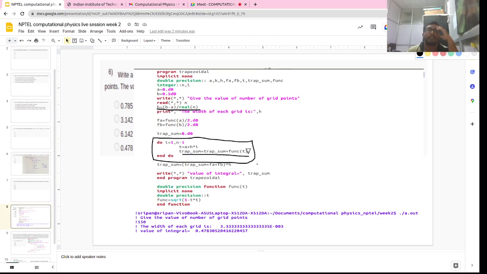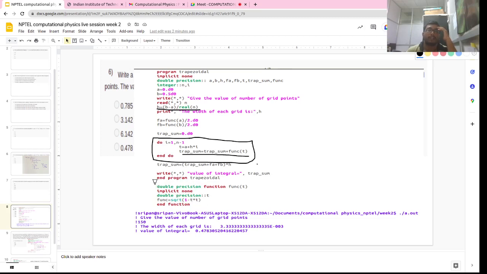So here you can see that we are using a function of t, which you have to define in a function part within this program. So here the function is defined. Let's say double precision, again the type of t is declared there, and then the function is defined as square root of 1 minus t square, as the question is suggesting.